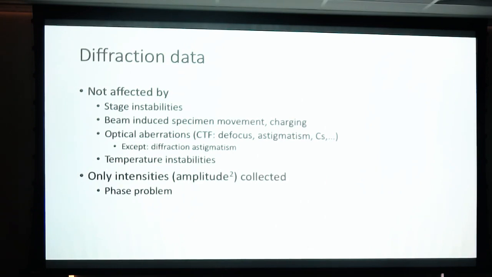Various optical aberrations such as the CTF and the defocus, and two-fold astigmatism, the spherical aberration of the microscope, because you're not imaging, you're just collecting this diffraction pattern, they don't come into play really at all. You do have to make sure that there's no diffraction astigmatism, so you have to make sure that that diffraction pattern is round and not oval. Other, you know, temperature instabilities, but then it does become very analogous to an X-ray diffraction experiment where you're only collecting the intensities and not phases. So you then still have the phase problem when you do diffraction imaging.